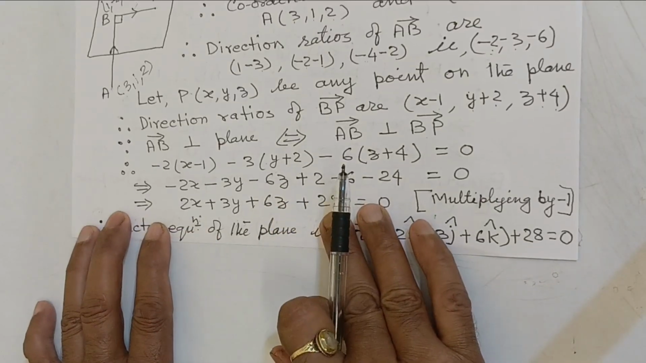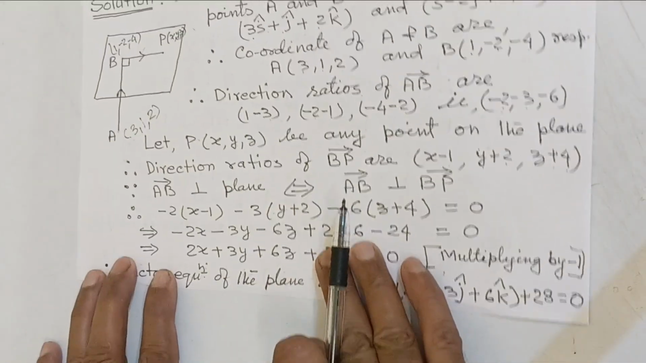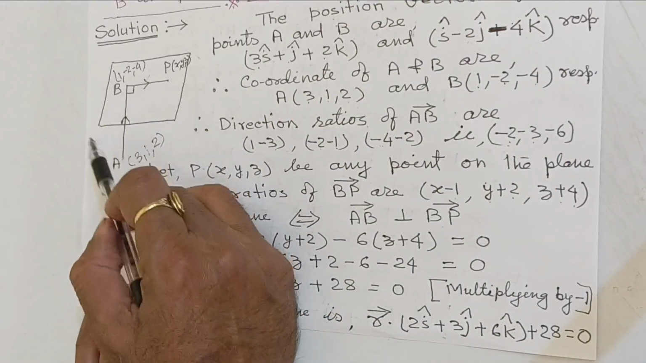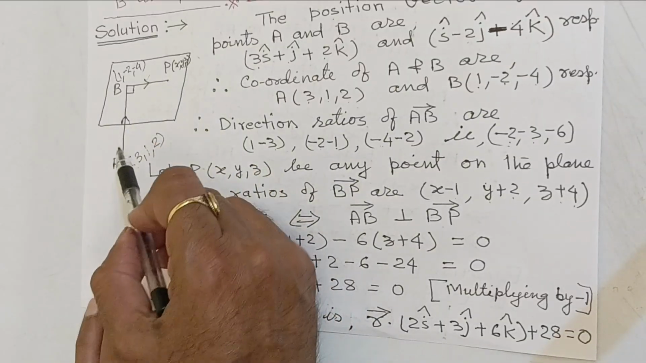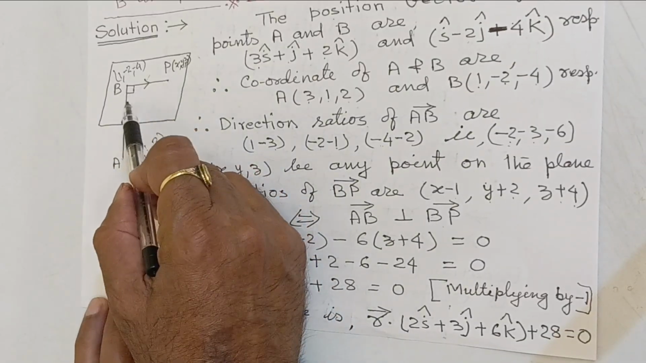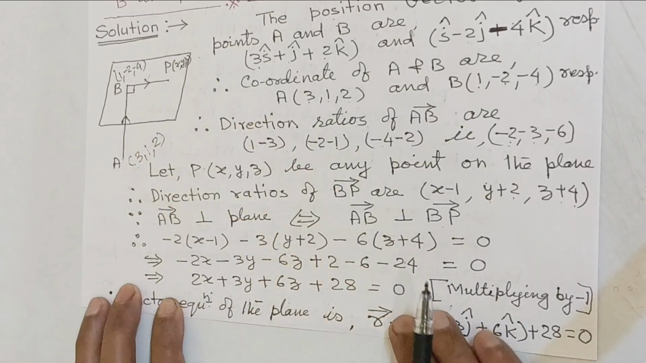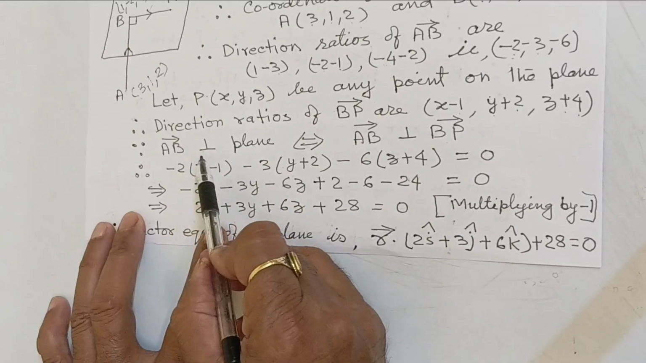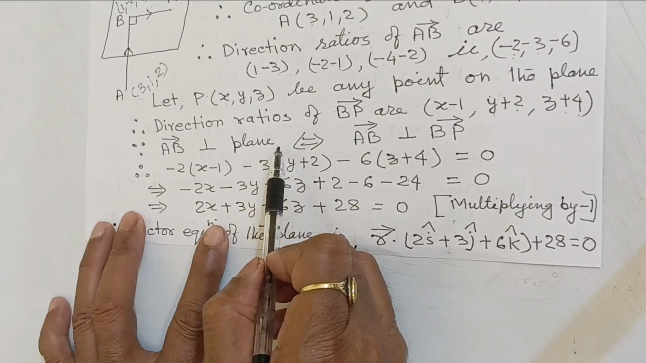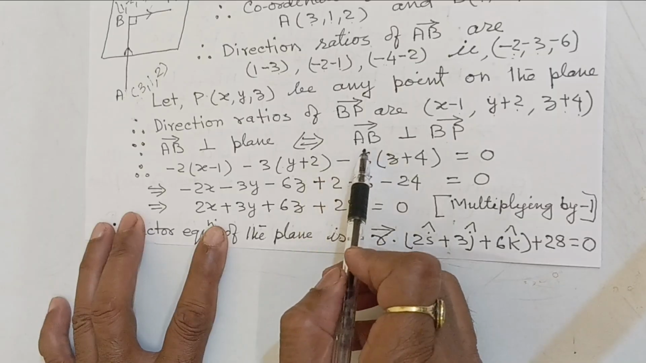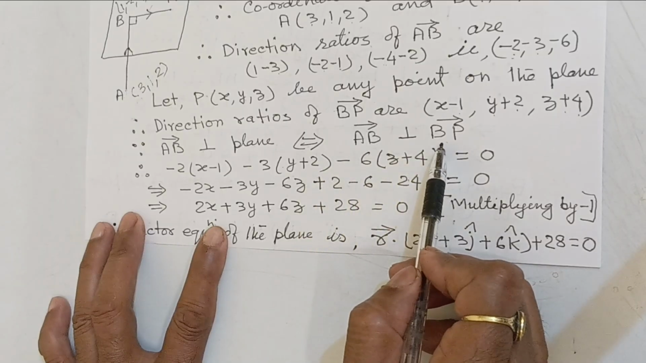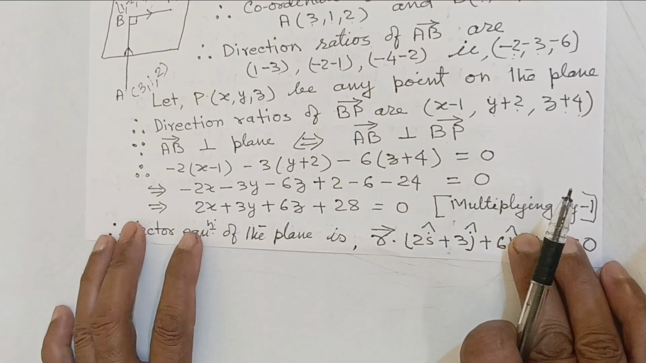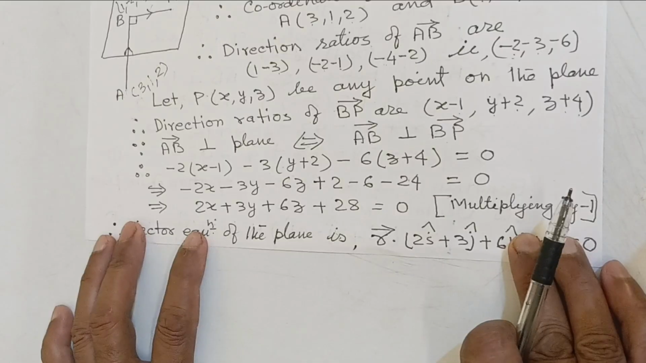Since AB is perpendicular to the plane, as given in the question, vector AB is perpendicular to each and every line on that plane. So vector AB is perpendicular to vector BP. When two vectors are perpendicular, the sum of the product of their direction ratios is 0.